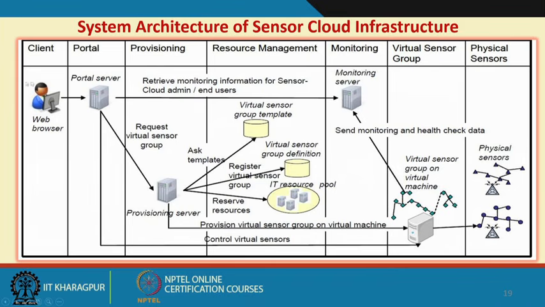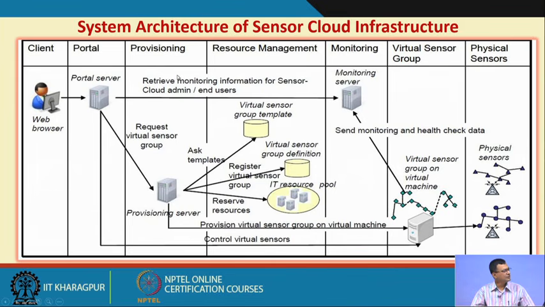The same thing, if we look at the client portal, goes for provisioning, resource management, monitoring, virtual sensor groups, physical sensor groups, and so forth. If we look at this overall architecture in another way, the client sends a request to a particular portal server, which in turn processes the query. It needs to look at the different virtual sensors which can answer the queries, and which in turn look for the physical sensors, and so on and so forth.